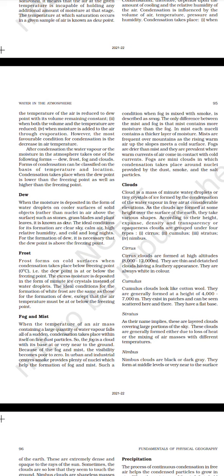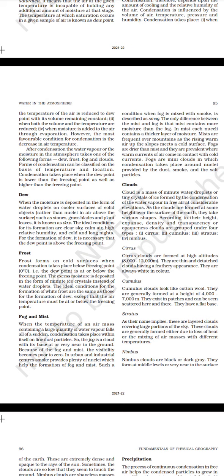Clouds. Cloud is a mass of minute water droplets or tiny crystals of ice formed by the condensation of the water vapor in free air at considerable elevations. As the clouds are formed at some height over the surface of the earth, they take various shapes according to their height, expanse, density, and transparency or opaqueness. Clouds are grouped under four types: cirrus, cumulus, stratus, nimbus.